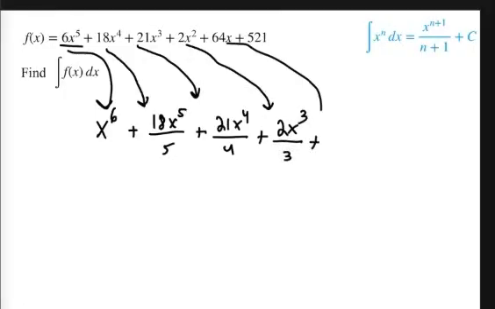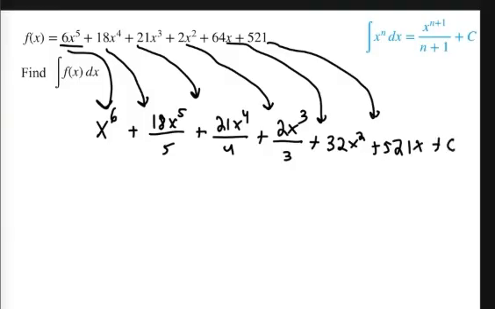And the integral of 64x is 32x squared. And the integral of 521, you just add a variable, so it's 521x. So again, even though the expression looks long, integration is still just term by term here.